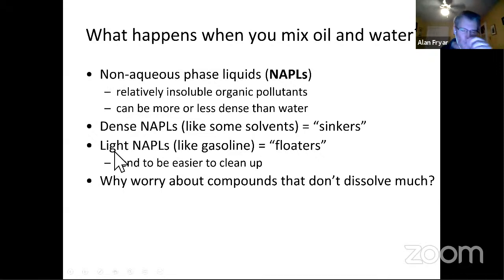So what happens when, for example, gasoline is spilled at a gasoline filling station? If it leaks into the subsurface, if it percolates to the water table, often you will have residual gasoline, that is mixtures of different organic compounds, as a non-aqueous phase liquid. These are relatively insoluble. It doesn't mean it doesn't dissolve at all. It just means the solubility is relatively low. And they can be more or less dense than water.